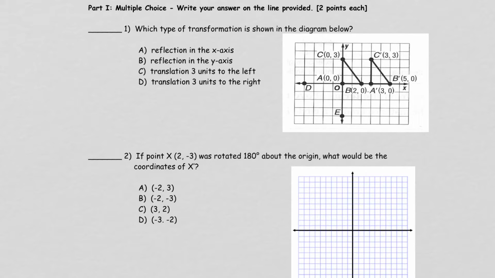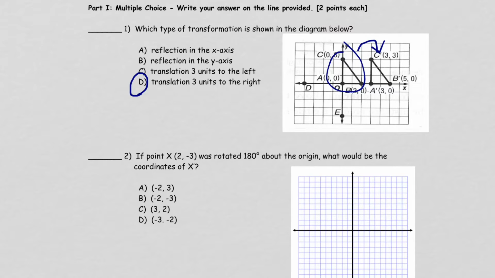So number one, which type of transformation is shown in the diagram below? And let's see what we have. We've got the pre-image here, and the only way we can get the pre-image over to the transformed image is to take the whole thing and move it 3 units to the right. We're going to slide it 3 units to the right, so that is a translation 3 units to the right.